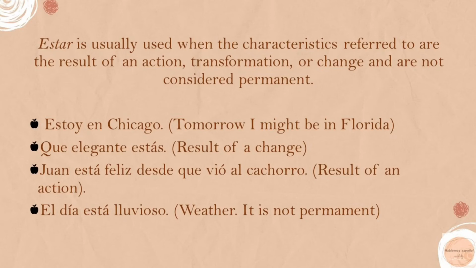Then we have Juan está feliz desde que vio al cachorro. This is the result of an action. Juan is now happy because he saw the puppy. What would have happened if he hadn't seen the puppy? Then he wouldn't be happy in this moment.